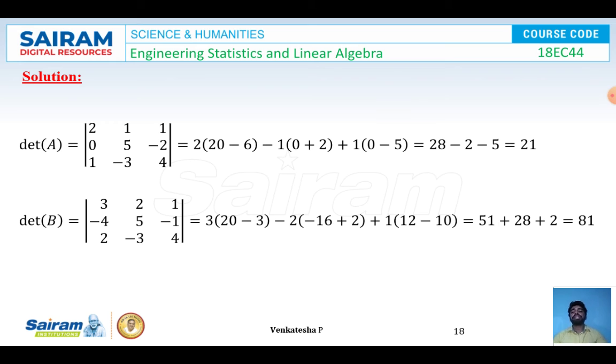First I'm going to find the determinant of A. So apply the determinant on both the sets. I got 2, 1, 1, 0, 5, minus 2, 1, minus 3, 4.